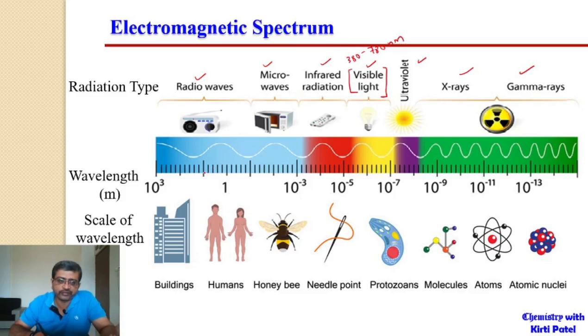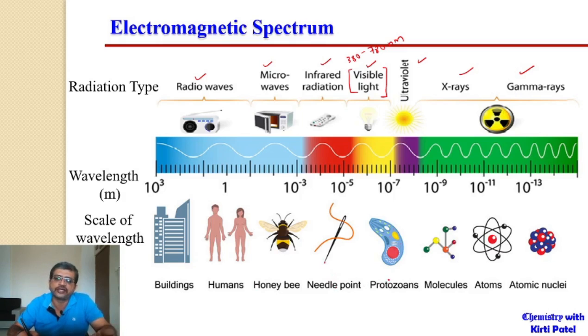These are the wavelengths associated with the electromagnetic radiations of different regions. The scale of this can be imagined as radio waves having the largest wavelength, which can be compared to a few buildings, skyscrapers. While the microwaves are smaller than that, about the size of human beings or honeybees. While infrareds are of the order of needle points.